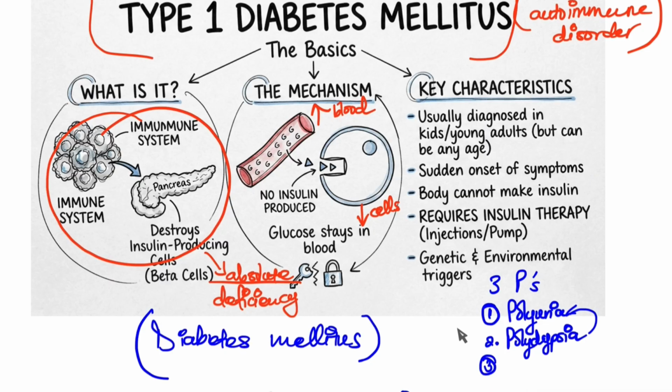Then thirdly, we have polyphagia. That means excessive hunger. Despite eating more here, the patients often lose weight because glucose, remember, cannot enter the cells, forcing the body to metabolize fat and muscles. That is, there would be fat breakdown and muscle breakdown, which usually results in significant loss of weight. Other symptoms include fatigue, blurred vision, dehydration, and generalized weakness.